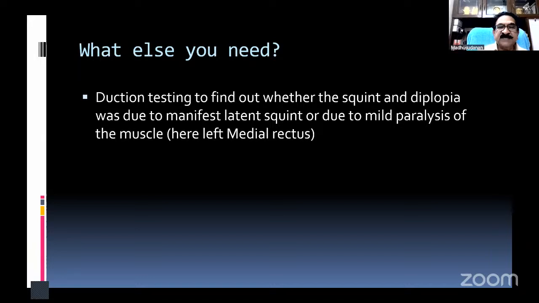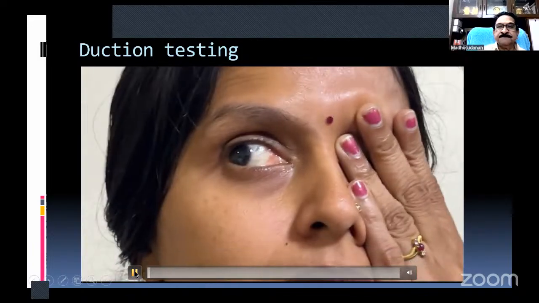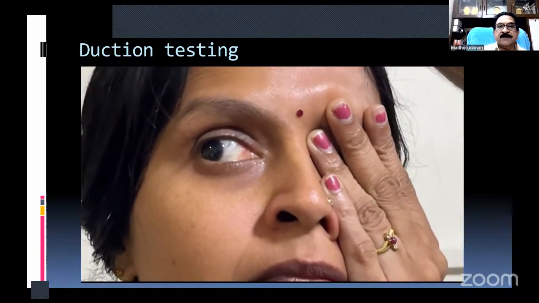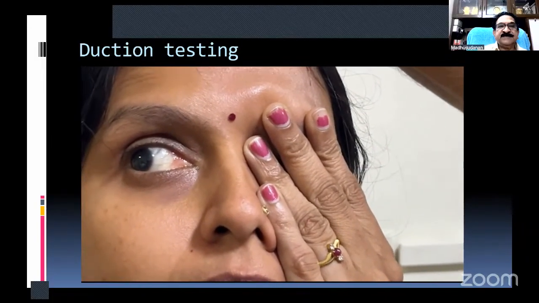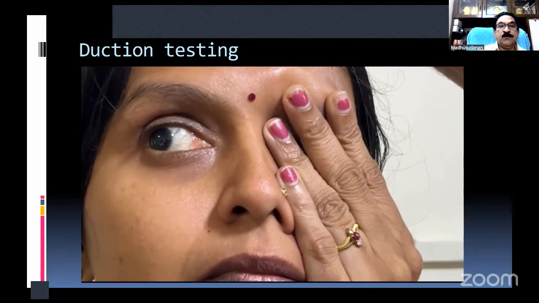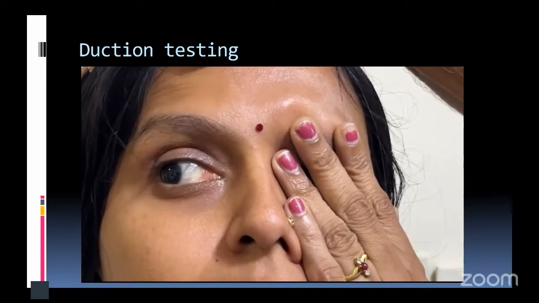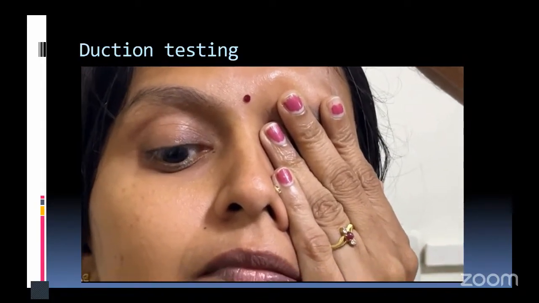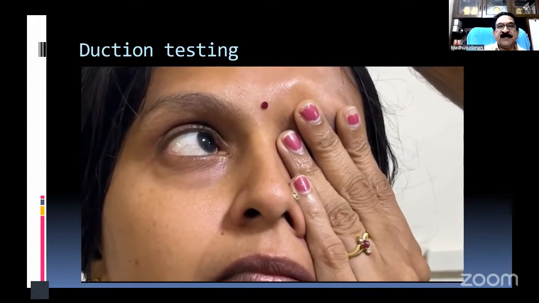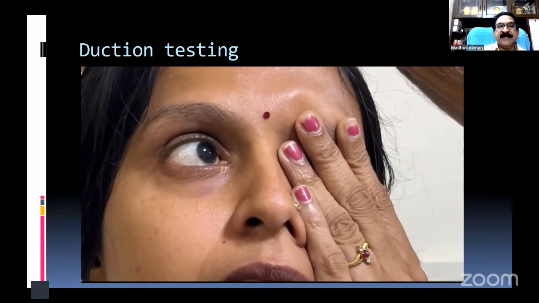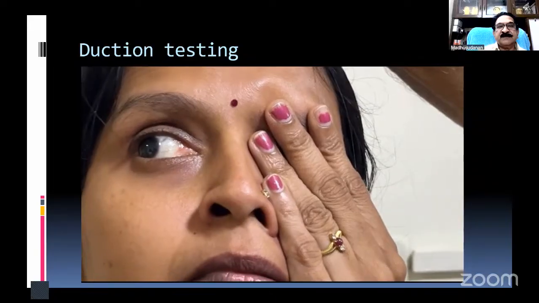This is how the adduction testing was done. See the adduction testing with a closed eye: movements are all normal, but you find some nystagmus jerk on looking to the right side with the closed eye. Some nystagmus appears, but the range is normal, full range of movement. Now let us close the right eye.